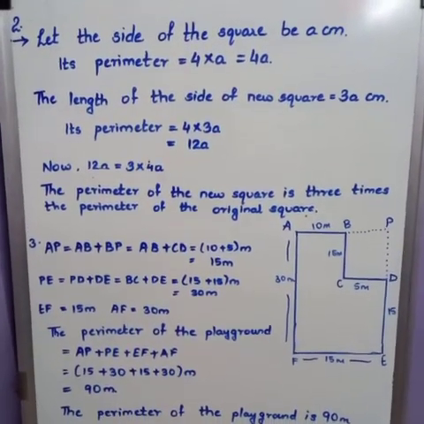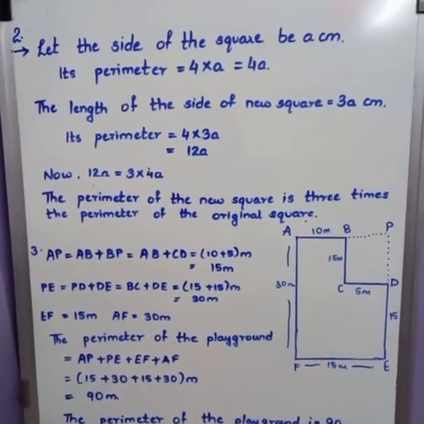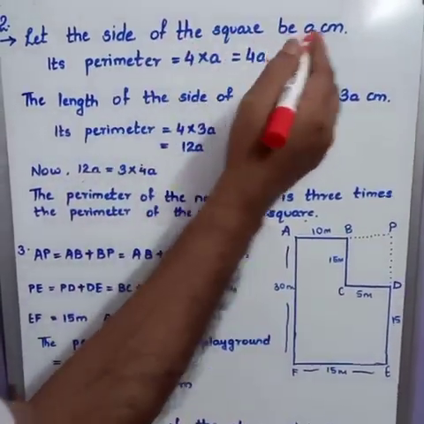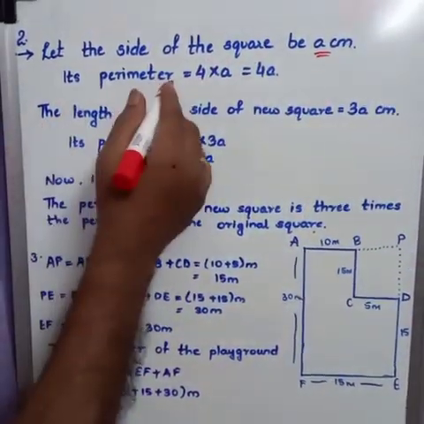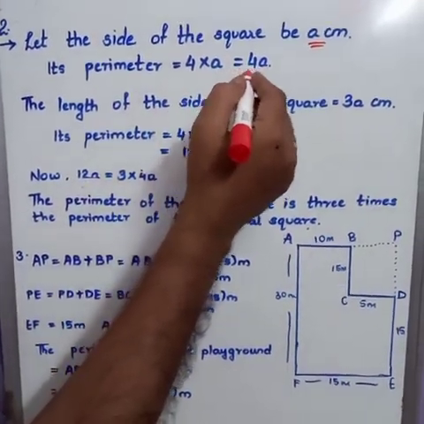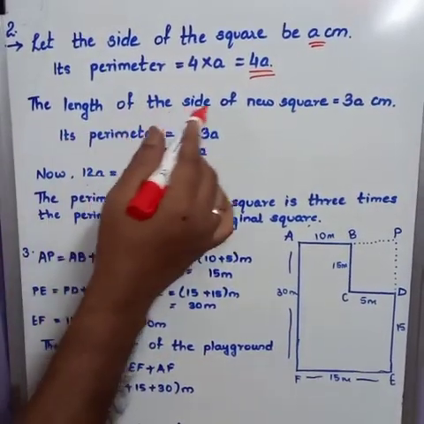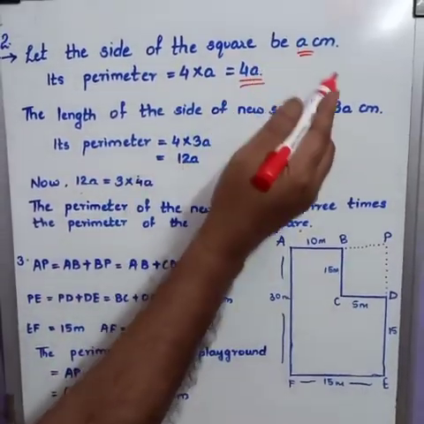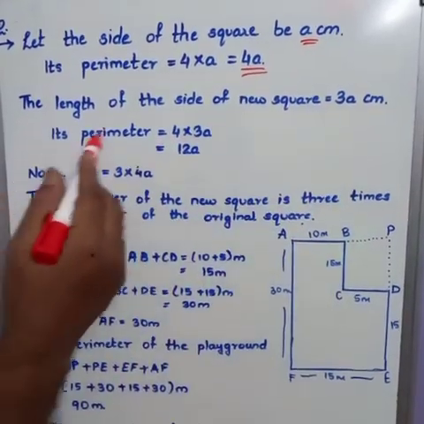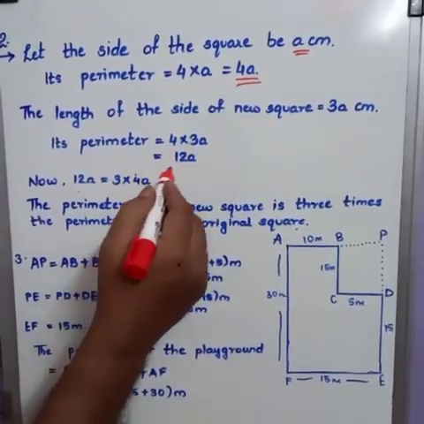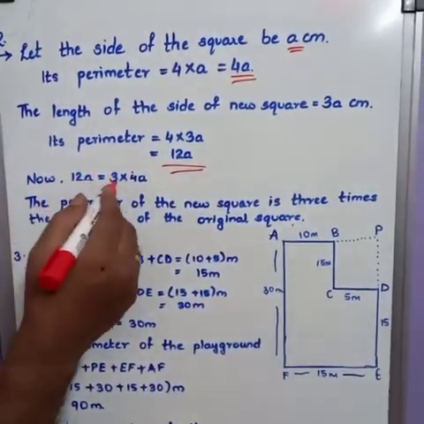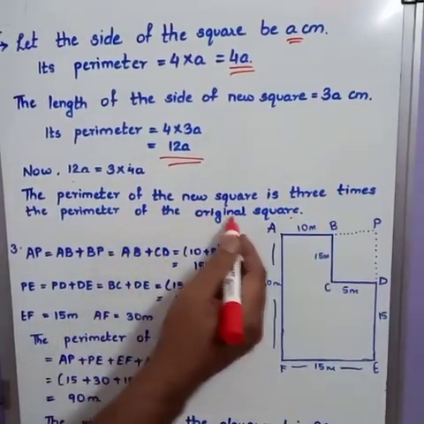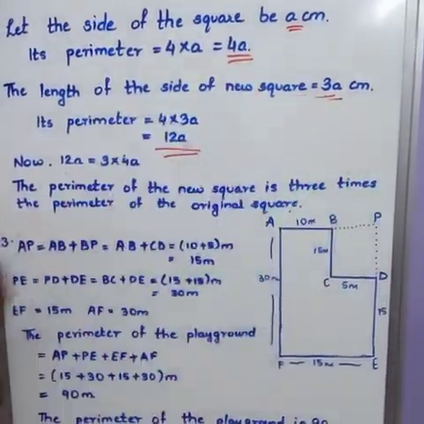Now let's solve the second sum. If the side of the square is tripled, how many times will its perimeter be that of the original square? Here we'll consider the side of the square to be a centimeter. So its perimeter will be 4 into a, that is 4a. Now the length of the side of the new square is 3a centimeter. The first one was a, the second one was 3a. And this perimeter will be 4 into 3a, that is 12a. So 12a is equal to 3 into 4a. So the perimeter of the new square is 3 times the perimeter of the original square. 3 times.